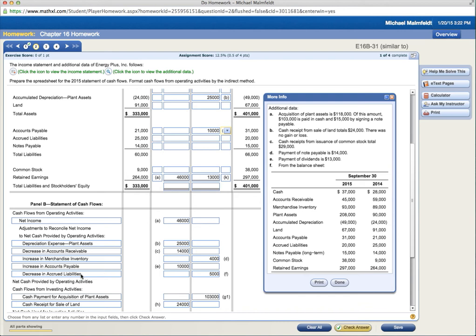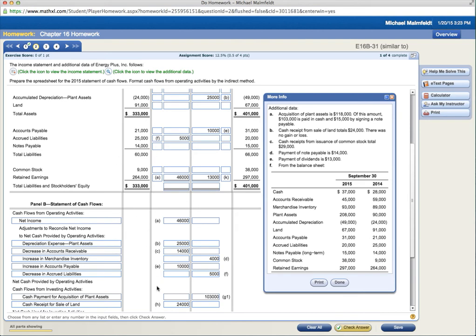Then we had a decrease in accrued liabilities, which is transaction F. So again, let's plug that in right here. We went from $25,000 to $20,000. This is a liability account. It carries a credit balance. How do we decrease a credit balance? We do that by debiting the account. So that's a $5,000 debit. And that was transaction F.